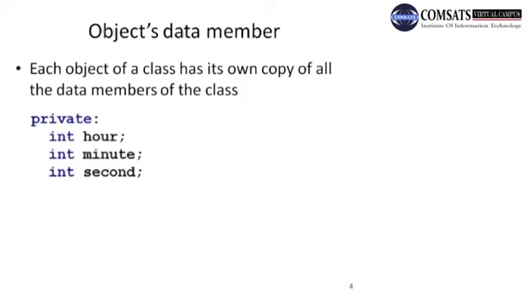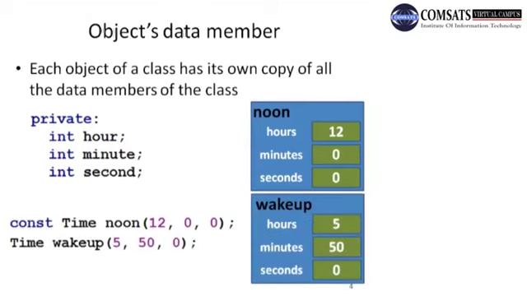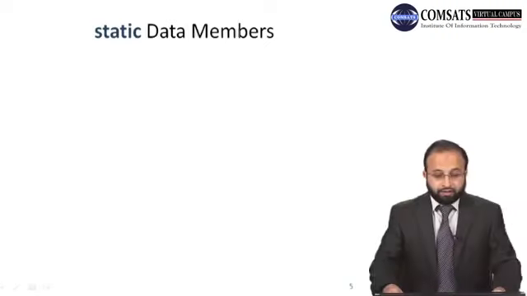For example, we have a time class in which there are 3 private data members, and when we create an object noon of the time class, memory is allocated. Now noon has its own hour, minutes, and seconds. We create another object, wake up, and memory is allocated for wake up, and it has its own hours, minutes, and seconds. So this is what we know so far, right?